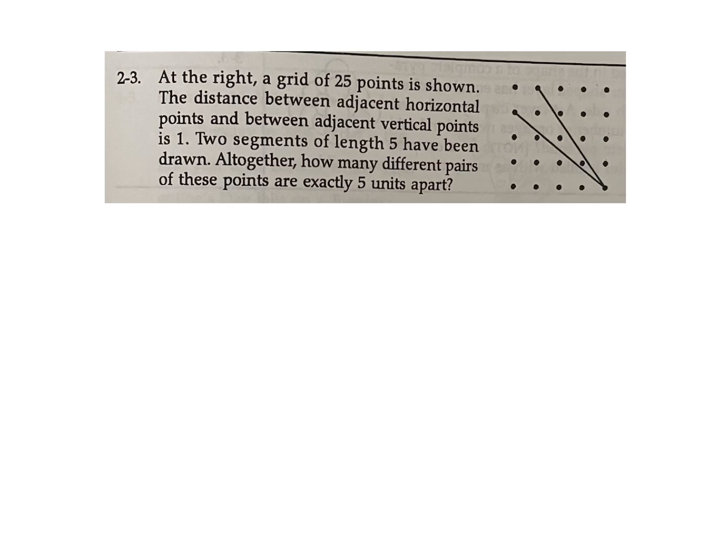At the right, a grid of 25 points is shown. The distance between adjacent horizontal points and between adjacent vertical points is 1. Two segments of length 5 have been drawn. Altogether, how many different pairs of these points are exactly 5 units apart? Okay, well, let's see. So those two lines that you see are 5 in length, okay? And you can clearly tell that from the Pythagorean triple that this side here is 3, and this side over here is 4. And as you guys know, 3 squared plus 4 squared is equal to 5 squared.